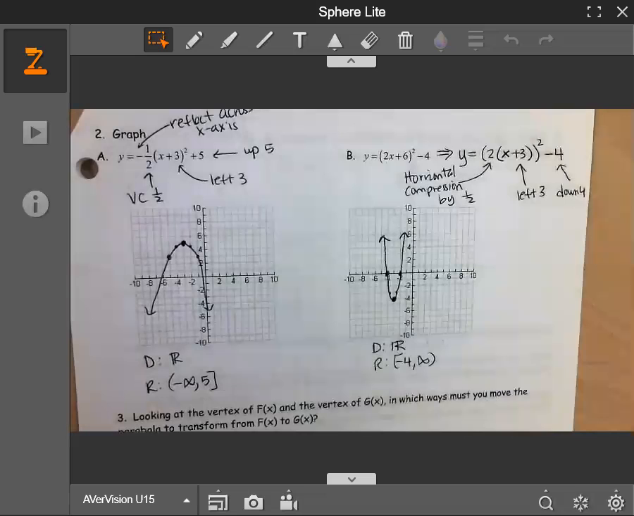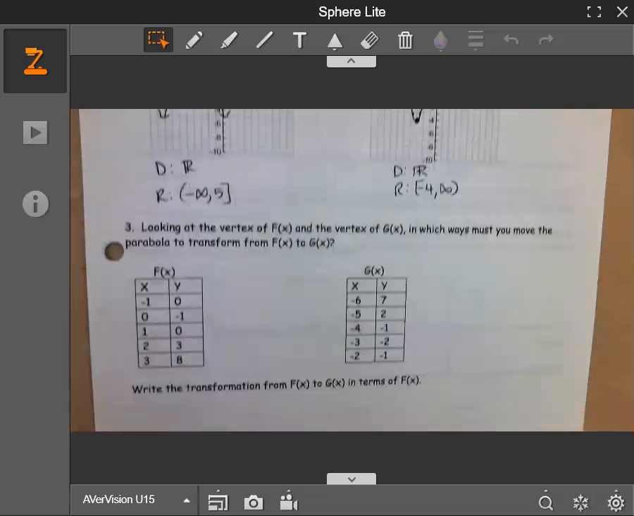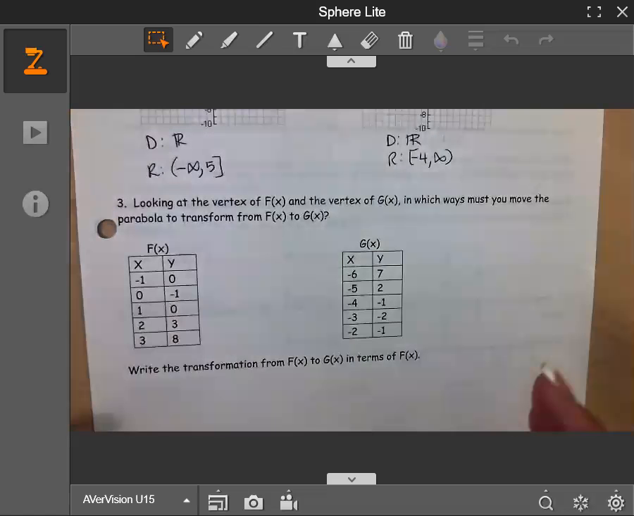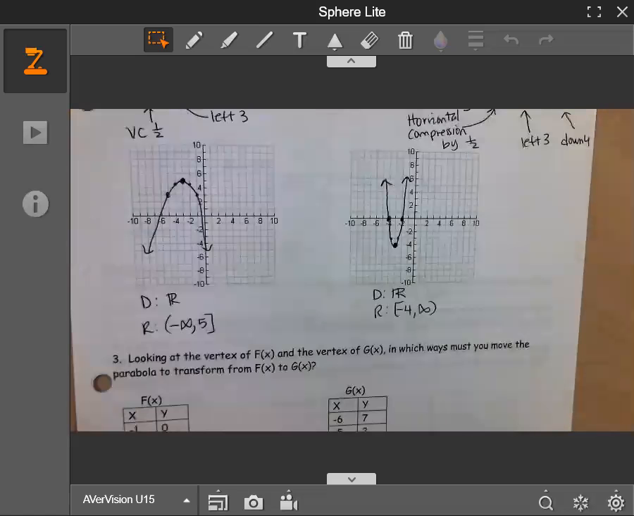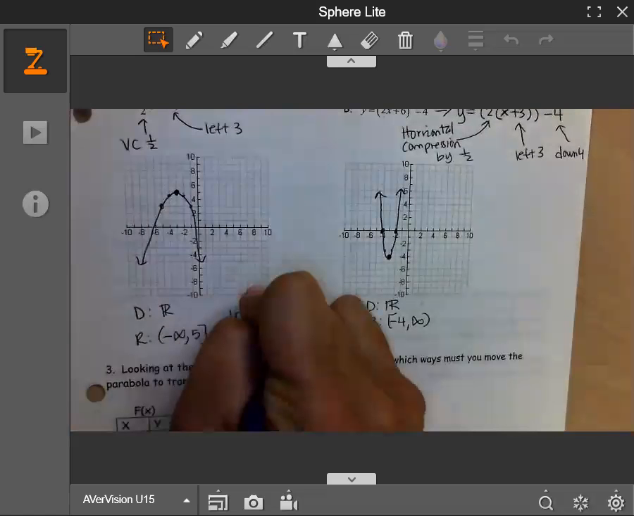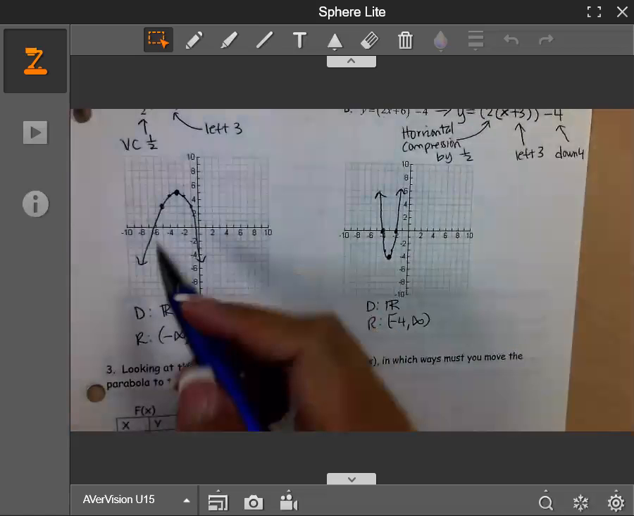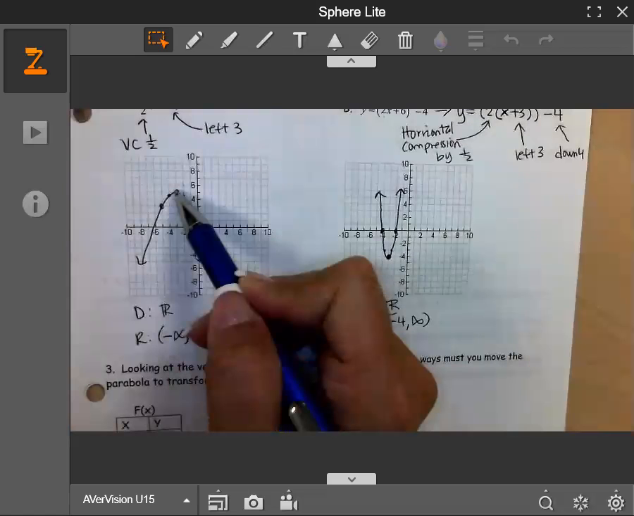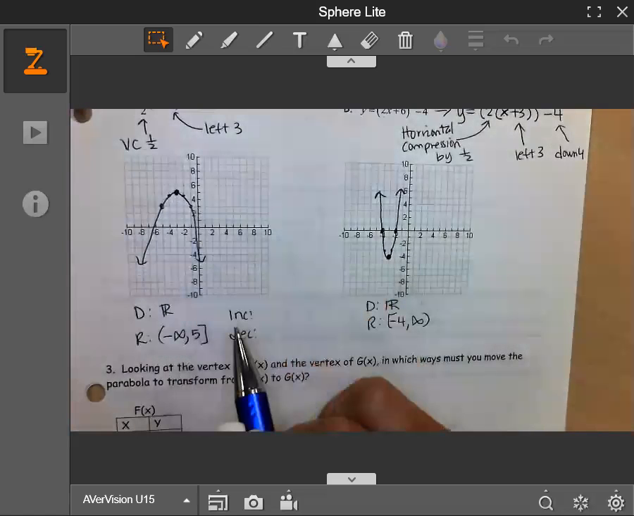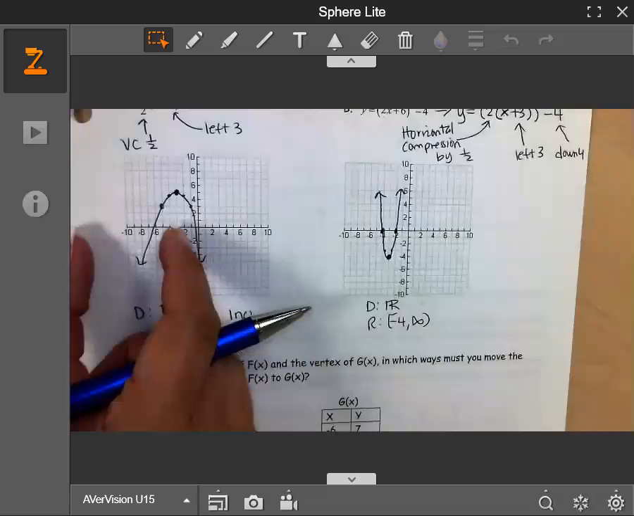All right, the last example we're going to do is from tables. Actually, sorry, let me talk about the increasing and decreasing real quick on these. For our increasing and decreasing, we can see this part is increasing until it hits my vertex and then it starts to decrease. It changes direction there. So we want to say this left-hand side is increasing and the right-hand side is decreasing.